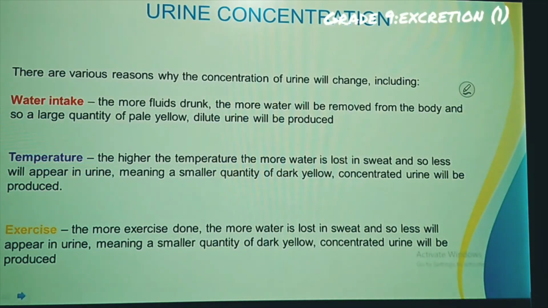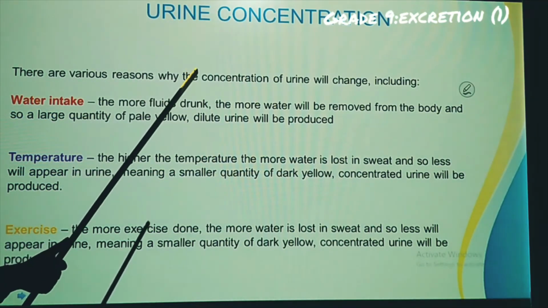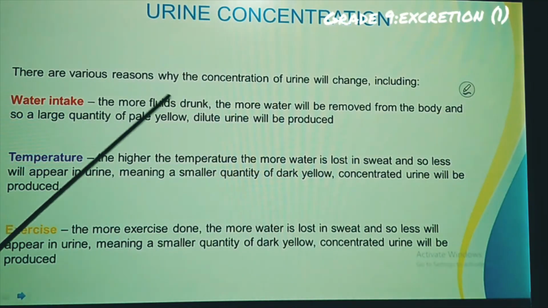So these are the factors that affect urine concentration, which means the color and the quantity of your urine at the end of the day: water intake, temperature, and exercise. The more water you take, the more urine you produce, and the lighter the concentration. The more the temperature, the less urine you produce, and the darker the concentration. The more you exercise, the less urine you produce, and the darker the concentration. Alright, so we'll go to the next, the kidney.